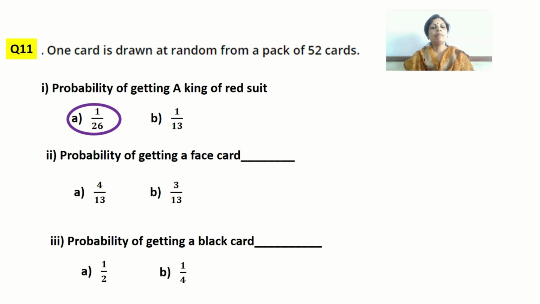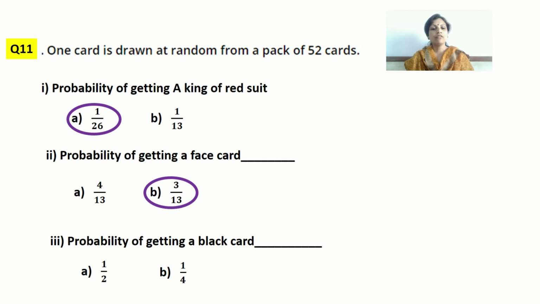Next is the probability of getting a face card. Now how many face cards are there? In every suit there are 3 face cards, so total 12 face cards are there. So the probability of getting a face card will be 12 upon 52, and if you reduce it to lower terms, your answer is 3 by 13. So option B is the correct option.